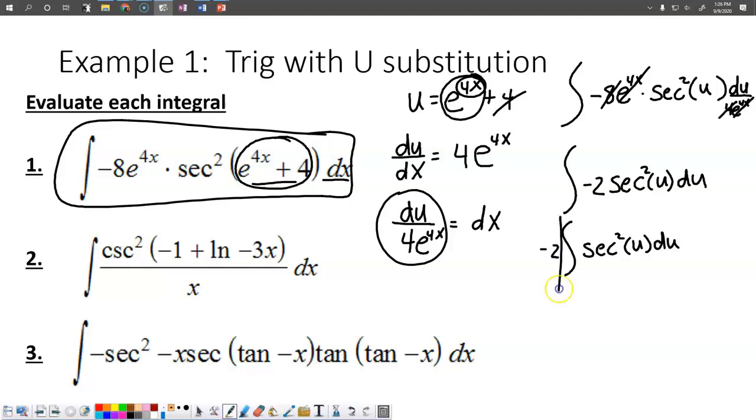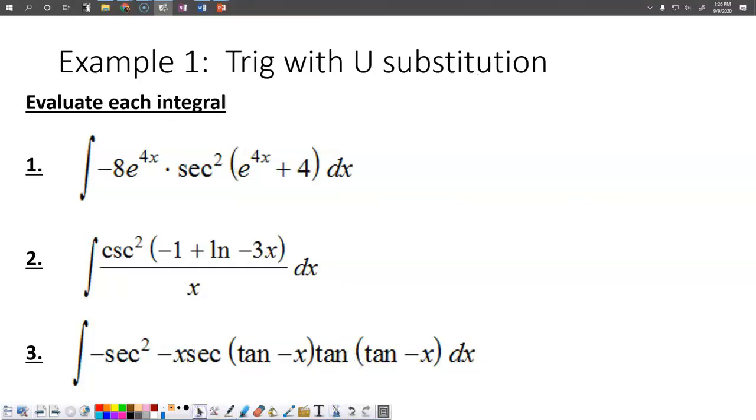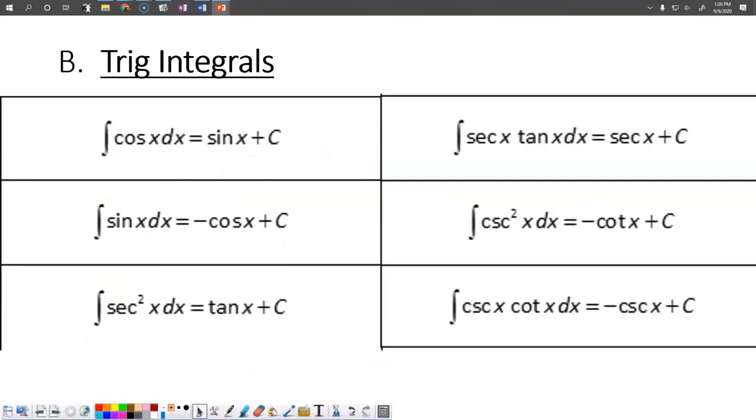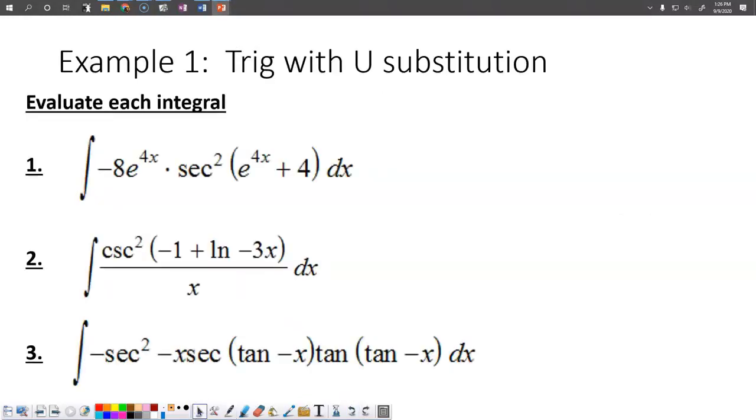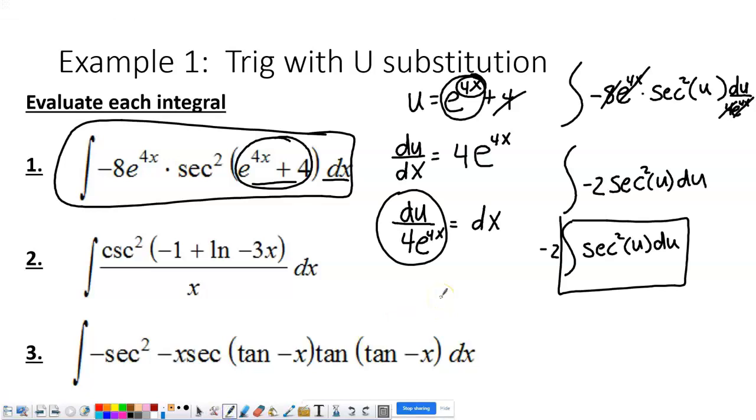So now, let's look back at our chart. What is the integral of secant squared u? Go ahead and go back to that last page real quick. The integral of secant squared x is tangent x, right? But instead of x, we're doing u. So the integral of secant squared u is going to be tangent u. After you integrate, the integral symbol goes away.